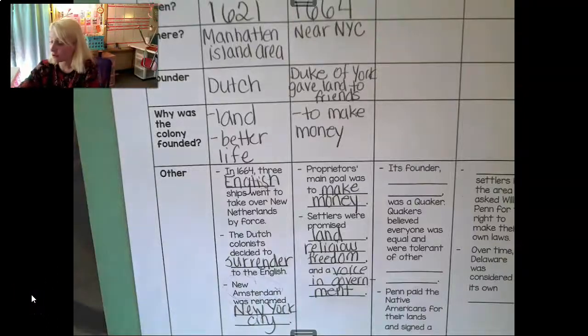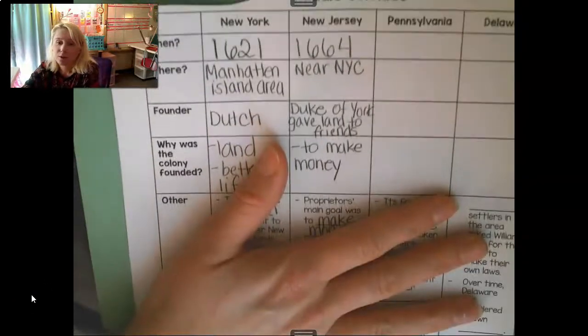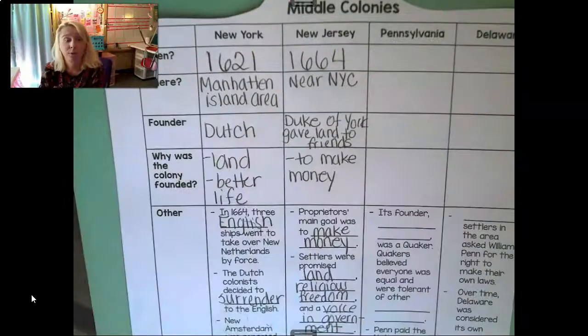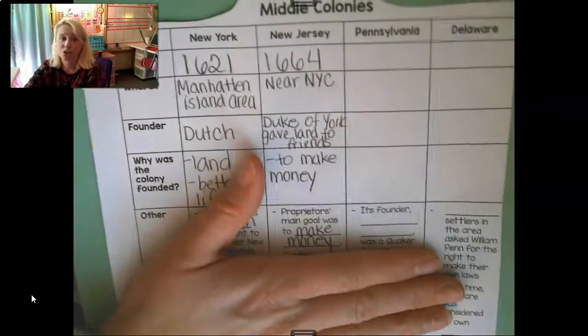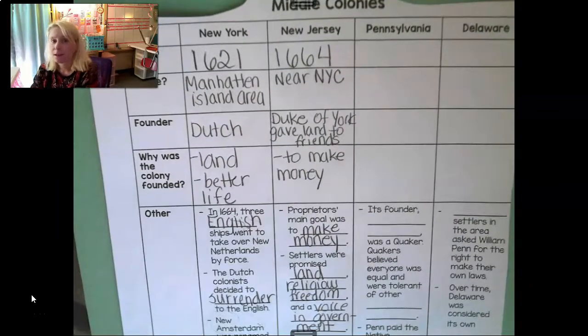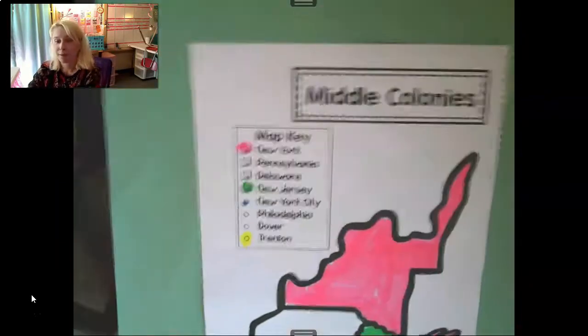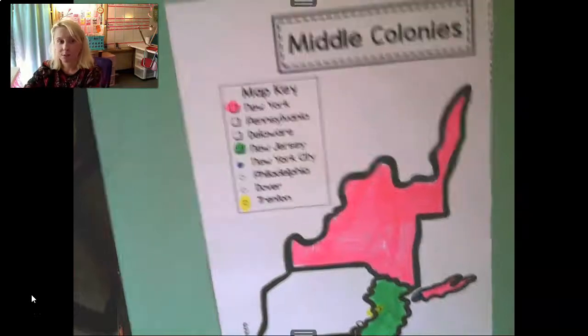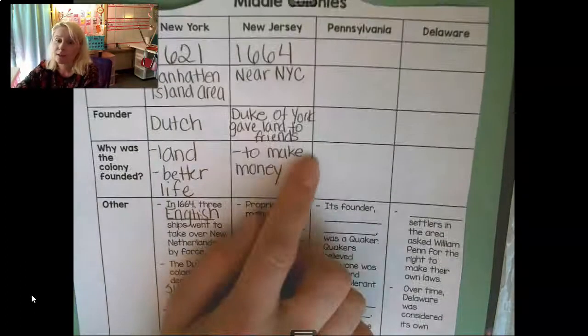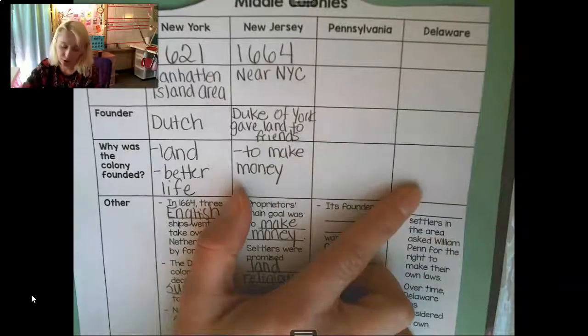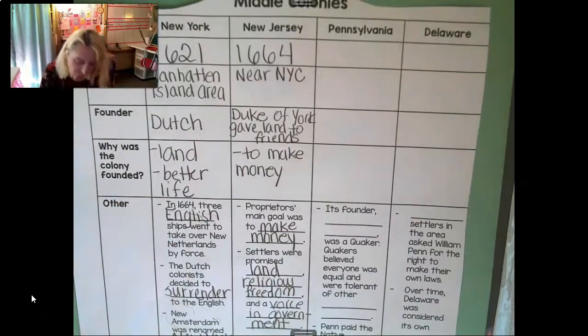Okay, so here are our notes for this week. We will only be doing rotations for one round, so we'll be able to finish up the middle colonies and start the southern colonies next week. Of course, you should have your map on the back, which we will be filling in as we go. And we are going to be doing Pennsylvania and Delaware today. All right, so let's just get started.